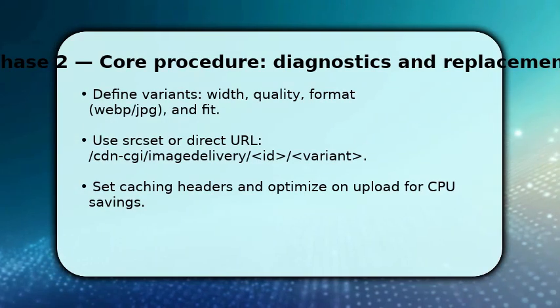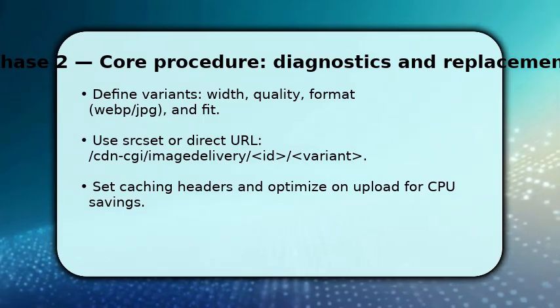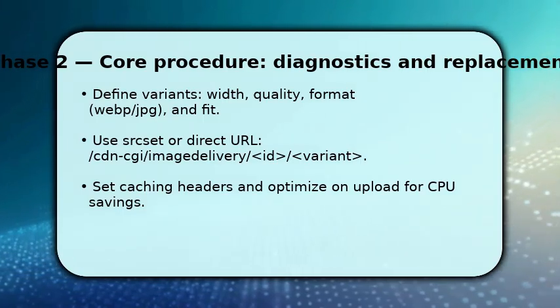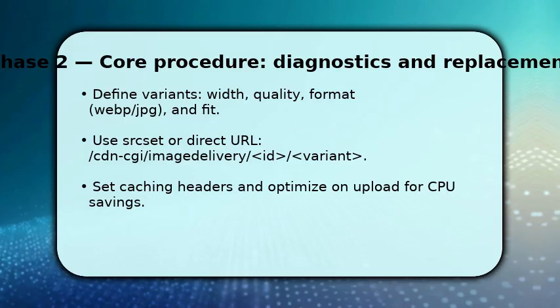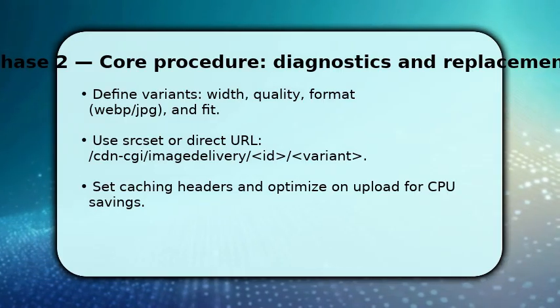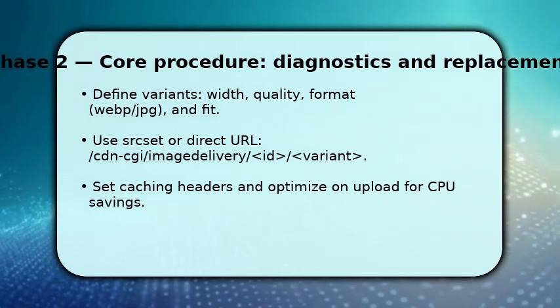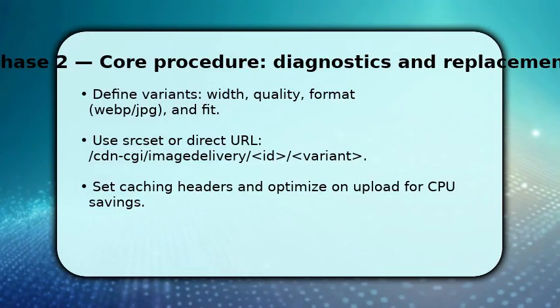Now configure image variants. Decide widths, quality percentages, formats like WebP, and fit behavior. These presets let you serve multiple sizes without reprocessing. Then implement delivery. Reference images with the image delivery path that includes the image ID and variant name, or generate srcset for responsive layouts.